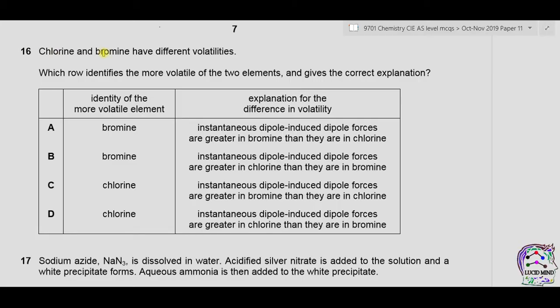Question 16. Chlorine and bromine have different volatilities. Which row identifies the more volatile of the two elements and gives the correct explanation? In group 7 elements, chlorine is above bromine, and we know that going down in the group the intermolecular forces increase. This is because intermolecular forces depend on the number of electrons and also on the size of atom. So the size of atoms increases as the successive number of shells increases. So bromine has more intermolecular forces as compared to chlorine, so therefore the volatility will decrease.